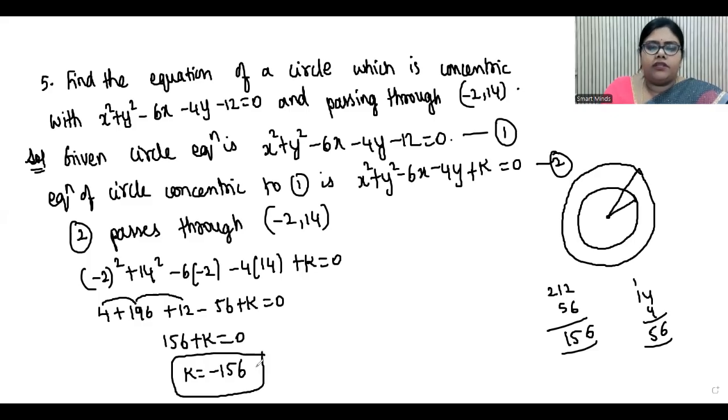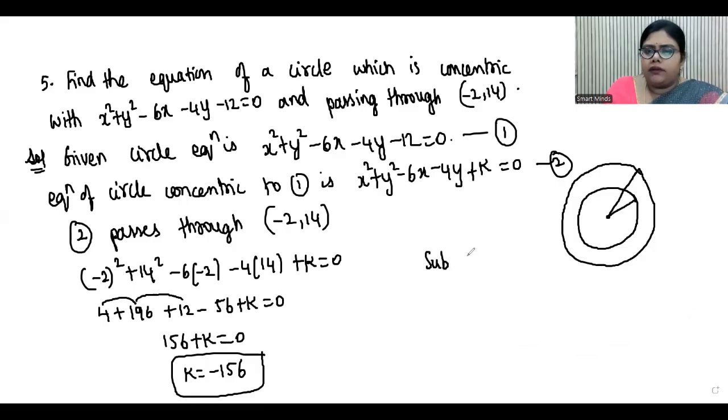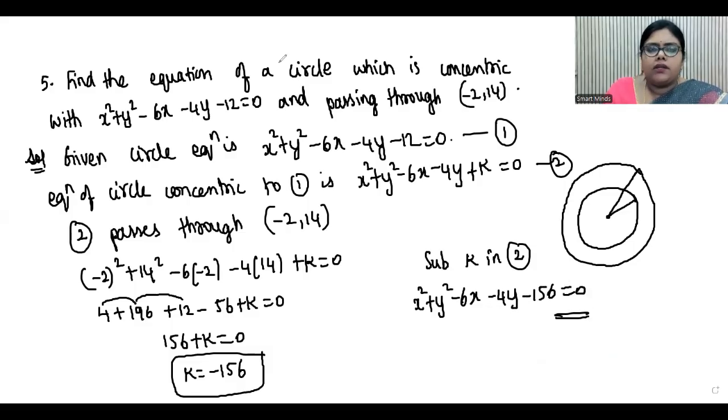Now substitute this k value in equation number 2. So what do you get? Substituting k in equation number 2, you get x square plus y square minus 6x minus 4y minus 156 equals to 0. This is the final answer.